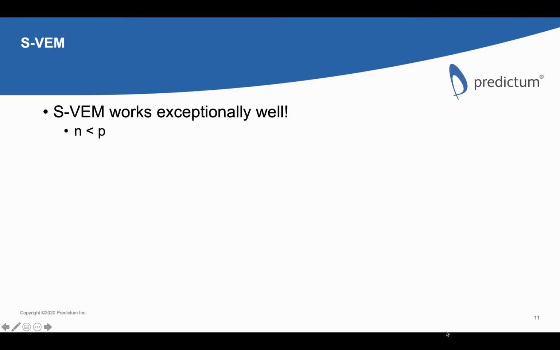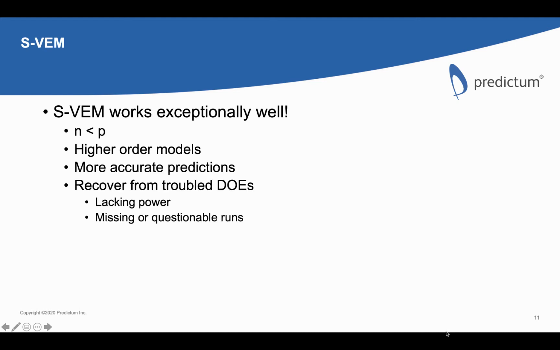And we've been using it where the number of runs is less than the number of parameters. So in other words, supersaturated situations. But it does better than other methods in supersaturated designs. We were able to fit higher order models, which you don't typically find in designed experiments. We get more accurate predictions.